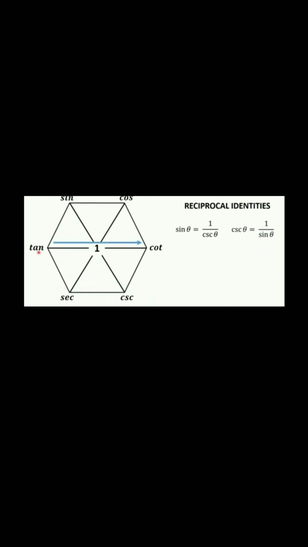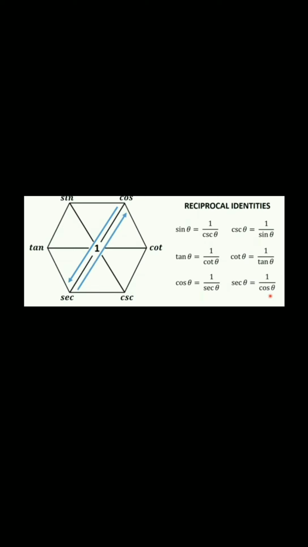Next, if we're going to tangent, tangent equals 1 over cotangent. If we are going to cotangent, that will be cotangent equals 1 over tangent. Next, if we're going to start with cosine, cosine equals 1 over secant, and if we're going to start with secant, that will be secant equals 1 over cosine.